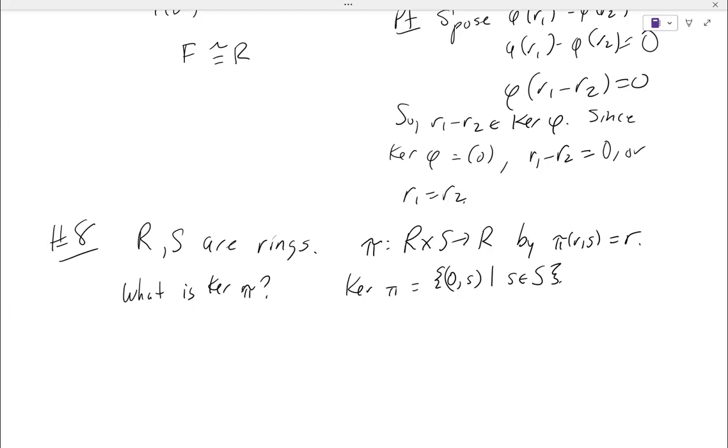The problem asks you to show that the kernel actually is isomorphic to S. Why is your kernel isomorphic to S? Can you find me a function that goes from the kernel to S, or vice versa? I could go the other way, from S to the kernel. That is going to be 1-to-1 and onto and be a homomorphism.